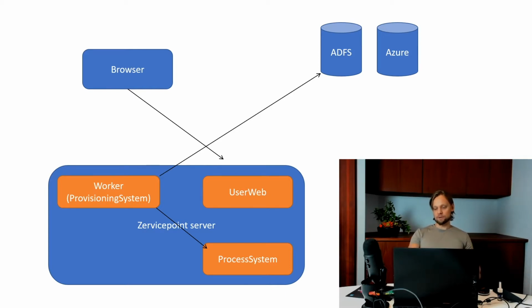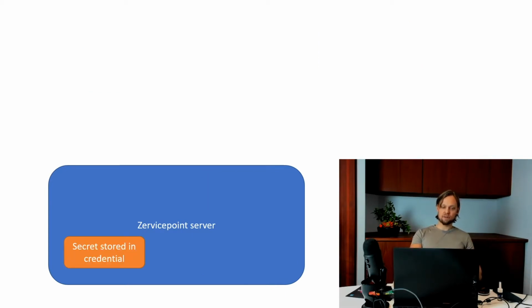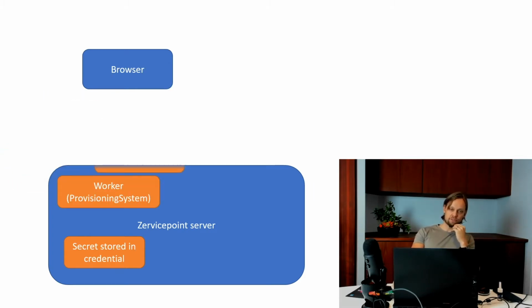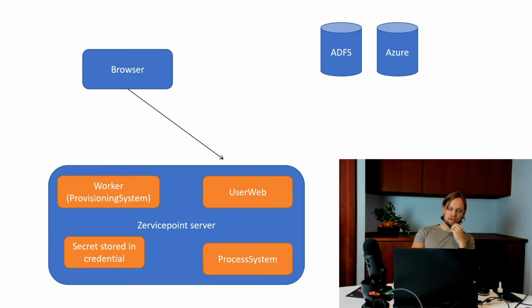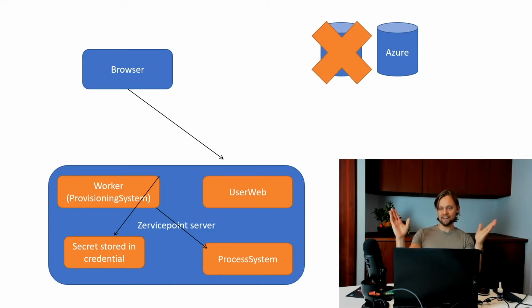What we have done now is that, instead of just going to the ADFS, the worker actually goes to the local credential store, picks up a secret key, and then with that key it can talk to the process system and get the next provisioning jobs. And the process system can validate that key towards the database. And therefore we don't need the ADFS anymore.